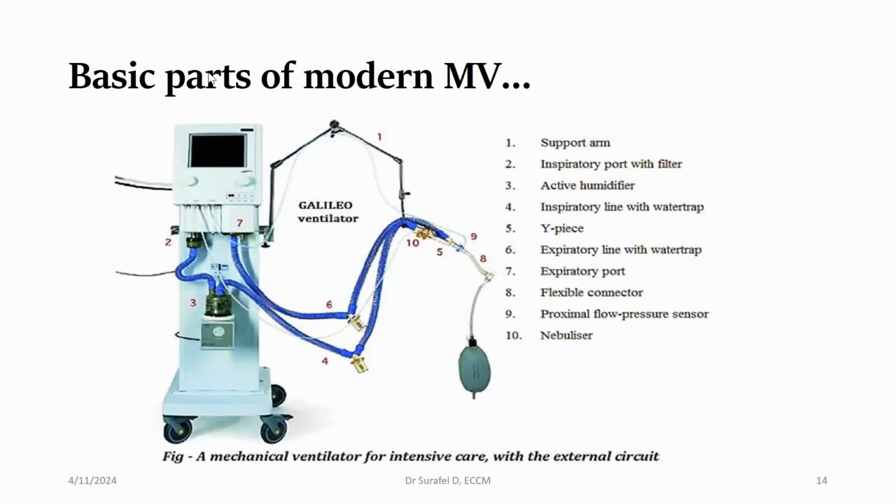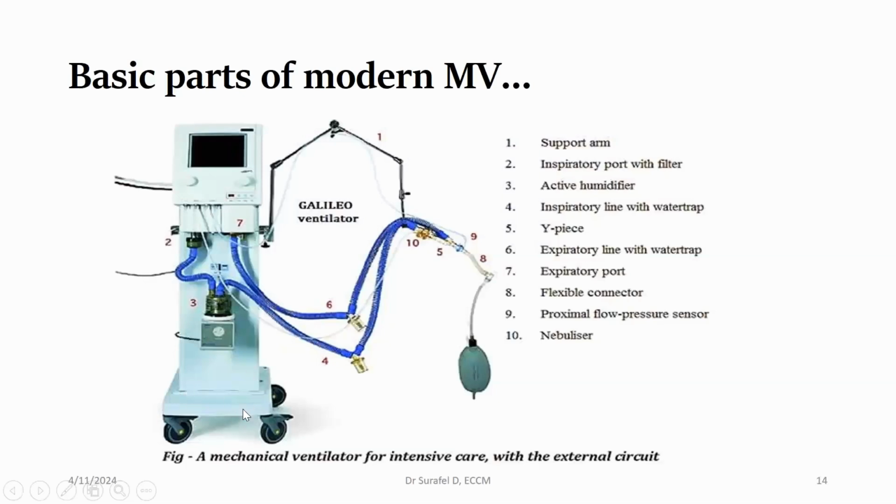So as you can see, there are different structures. This is the external surface anatomy of a mechanical ventilator. This long metal arm is a support arm. Number two, as you can see, is the inspiratory port with a filter inside it, and this is the expiratory port, and with the active humidifier here. Number three is an active humidifier.